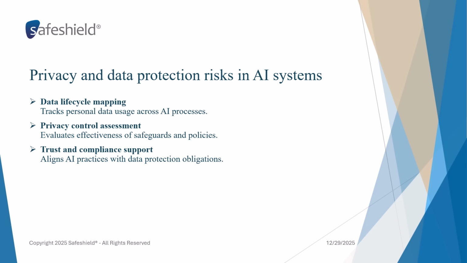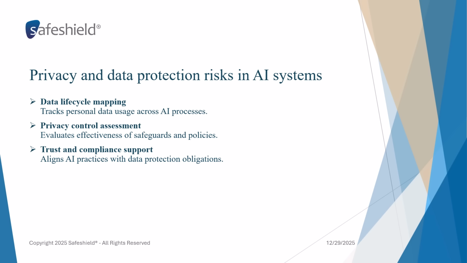Artificial intelligence systems frequently rely on large volumes of data, including personal and sensitive information. This dependency introduces privacy and data protection risks that must be addressed systematically. The NIST AI Risk Management Framework integrates privacy considerations into AI risk management rather than treating them as a separate compliance exercise. Privacy risks can arise at multiple stages of the AI lifecycle.